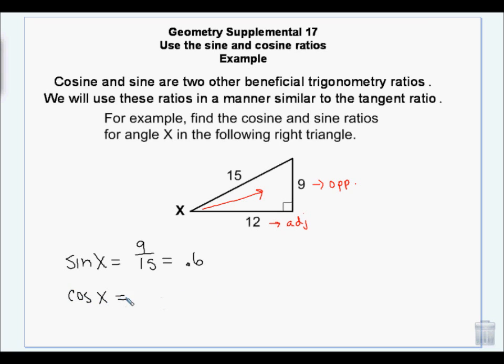Cosine of x is adjacent over hypotenuse, CAH. So that's going to be 12 over 15. So if I divide that, I get 0.8. And just as a refresher, tangent is opposite over adjacent, TOA. So tangent would be 9 over 12. Is 0.75.